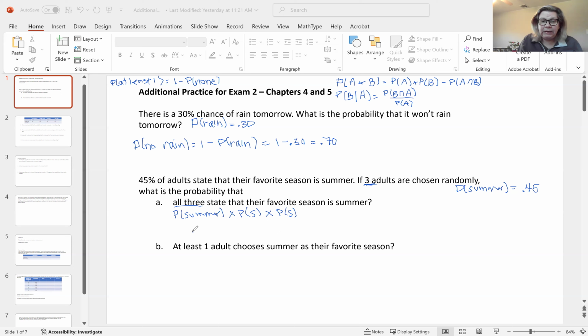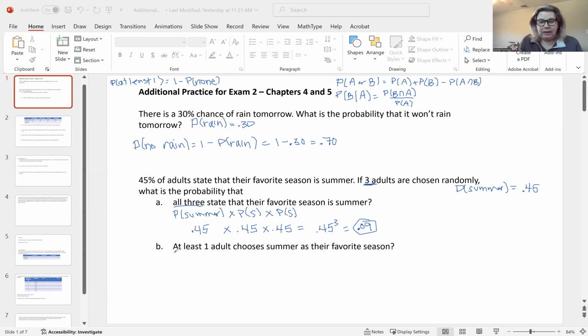So it would be 0.45 times 0.45 times 0.45, which you can do in your calculator, but we also said that a shortcut is the one that uses the exponent. So 0.45 to the third, I did do it on the side here, using your calculator would be 0.09. So there is a 9% chance that 3 randomly selected adults will say their favorite season is summer.